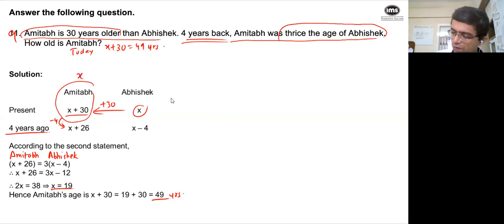So if you assume this as x, this will become x minus 30. Then 4 years back, it will become x minus 4 and this will become x minus 34. I'm just discussing a scenario. And still, this will be 3 times x minus 34, 4 years back. If you simplify this, you will get the same answer as what we got. But you will have to see what you started with, and then get the answer.